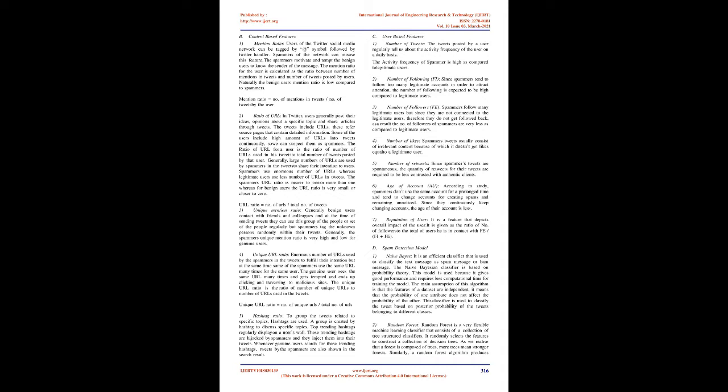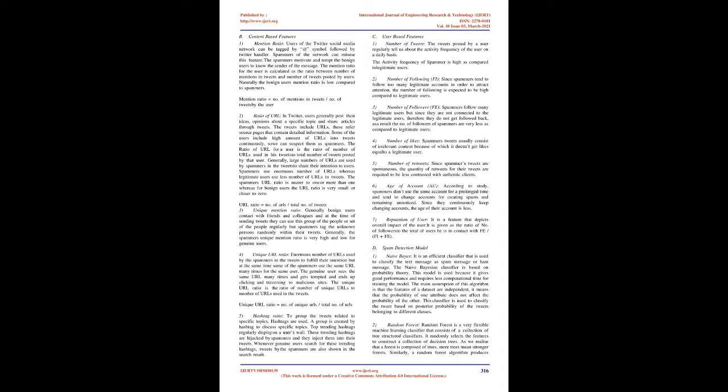Generally, large numbers of URLs are used by spammers in the tweets to share their intention with users. Spammers use an enormous number of URLs whereas legitimate users use fewer URLs in tweets. The spammer's URL ratio is nearer to 1 or more than 1 whereas for benign users the URL ratio is very small or closer to 0. URL ratio equals number of URLs / total number of tweets.